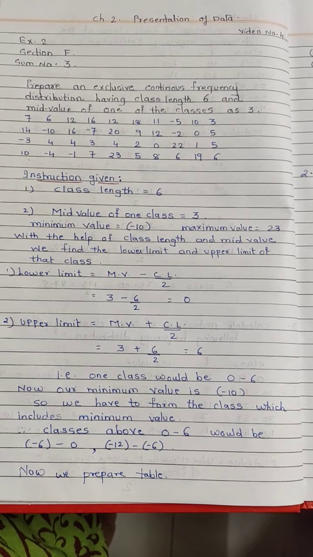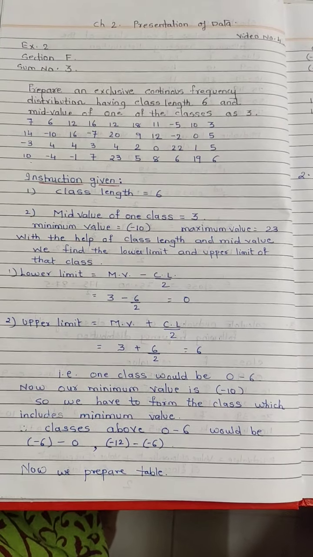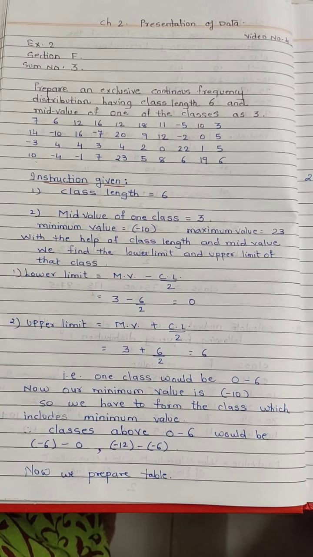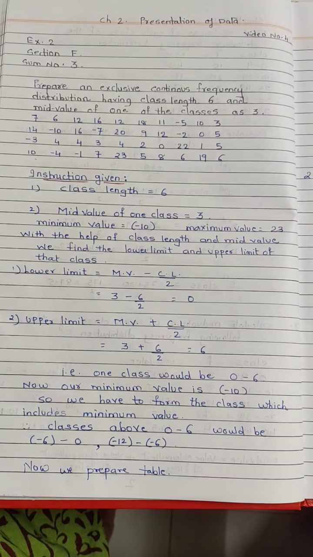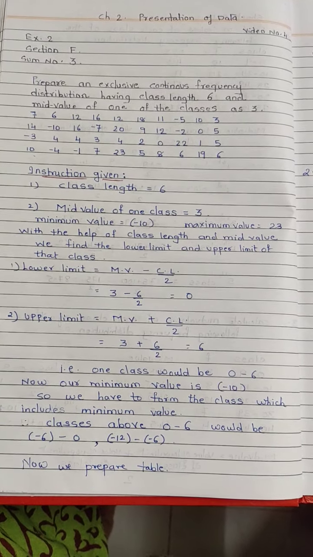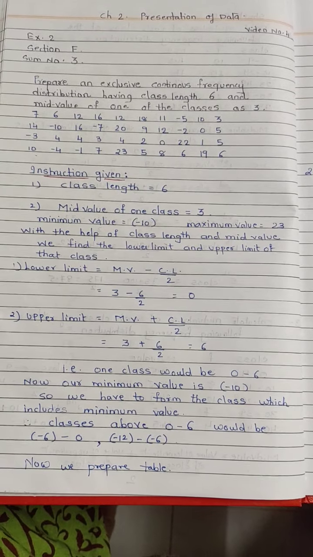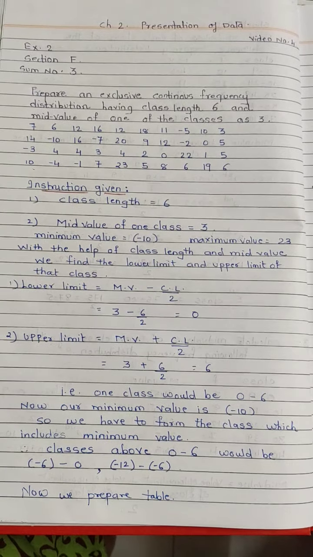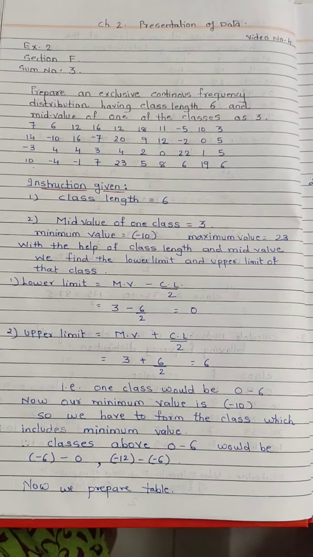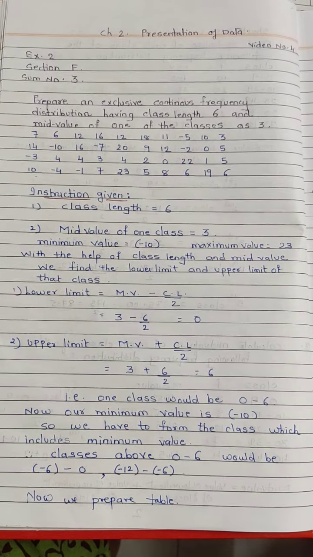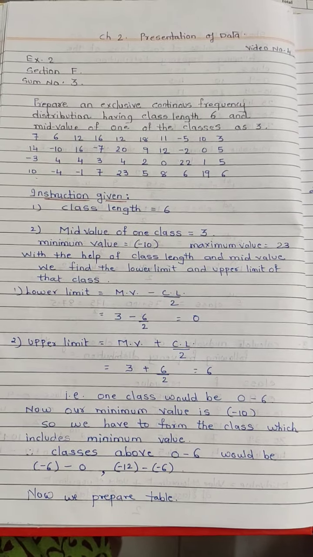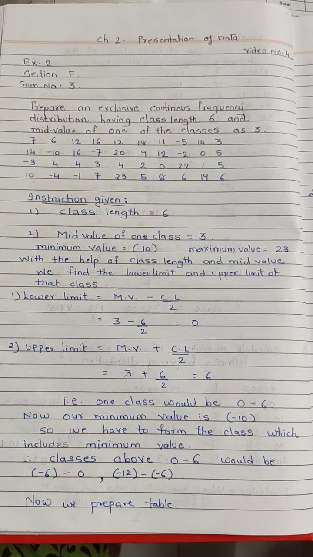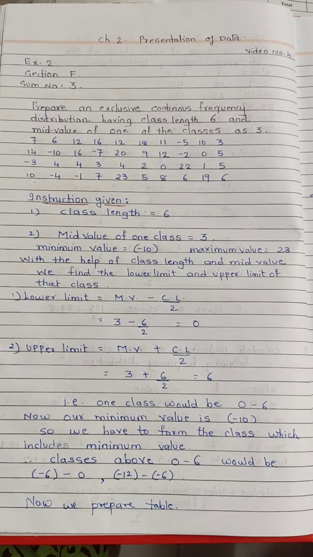This is my fourth video. In the previous video, we had seen the sum where class length was given to you and one class was given to you. According to that instruction, we had prepared a frequency distribution. And the second sum which we had seen was how to find out the mid values for the given classes, regular class as well as irregular class. Now in this video we are going to learn one more sum.